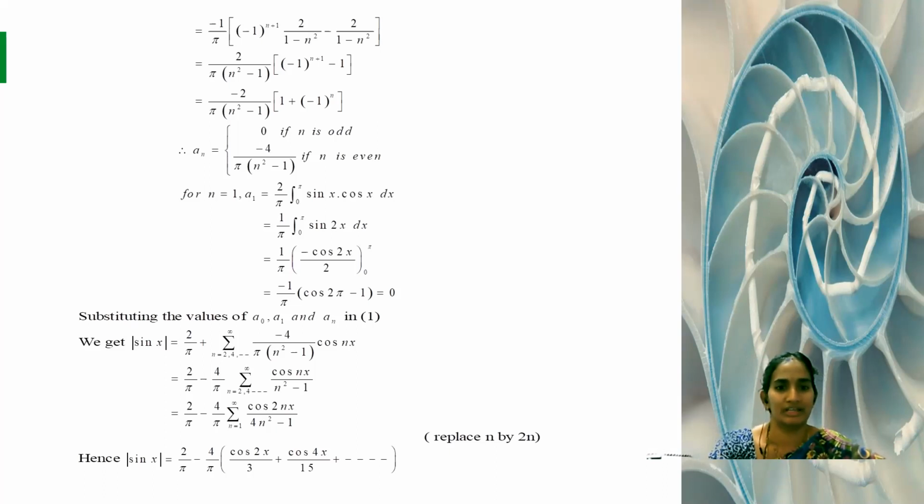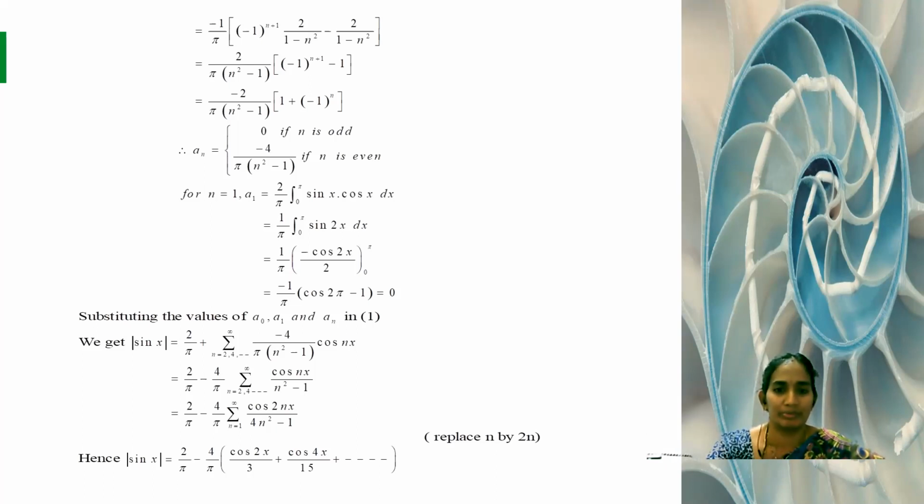So for n equal to 1, we get a1 equal to 2 by pi integral 0 to pi sin x cos x dx. So here, 1 by pi, sin theta cos theta, we know sin theta cos theta equals sin 2 theta by 2. So then you are writing sin 2x dx. Integration of sin nx is minus cos nx by n, with here 2. Then you are writing 1 by pi, minus cos 2x by 2, with limit 0 to pi.